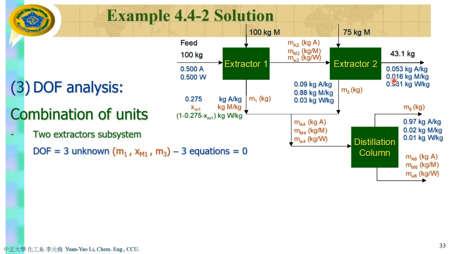And you already know you can have three equations: water input equal to output, MIBK input equal to output, and acetone input equal to output. So you have three equations. So, ladies and gentlemen, this is a very simple calculation. I don't want to waste your time, so please do this by yourself. And what I want to tell you is, you will get these three answers.